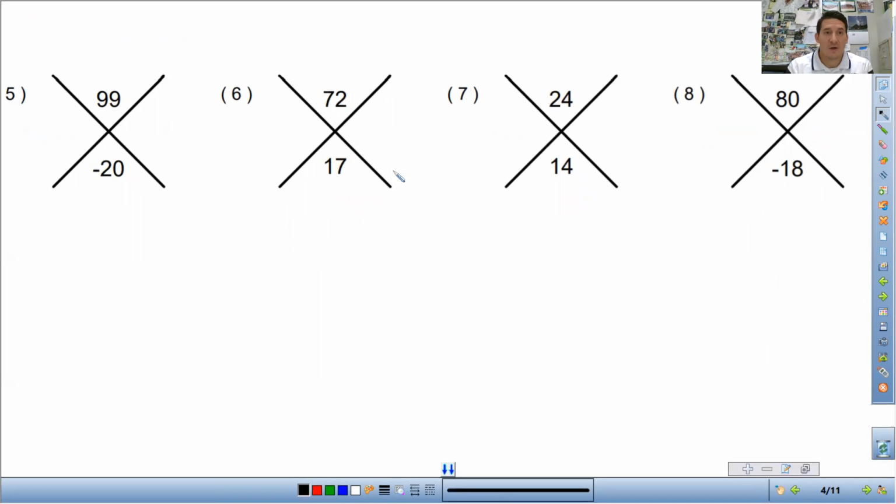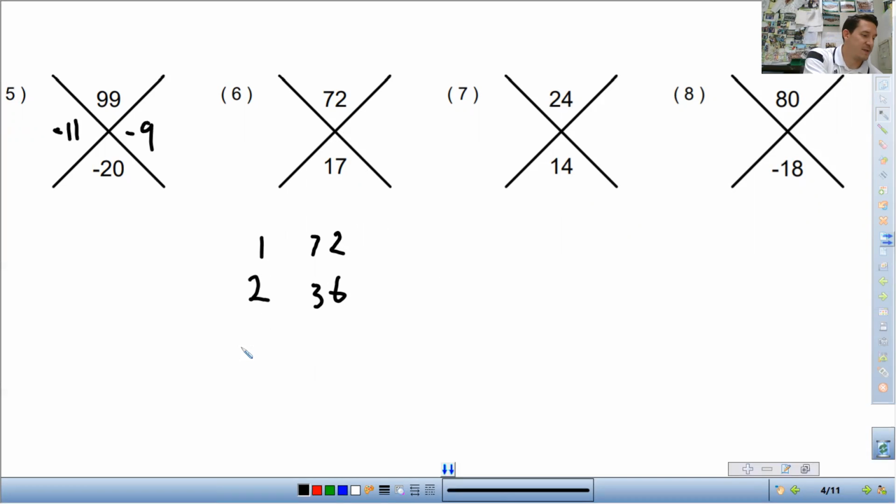99 and negative 20. That's going to be negative 11 and negative 9. Now 72 and 17. This one might be tricky. So let's start listing out. 1 and 72. 1 plus 72 is 73. No. It's even, so it could be 2 and 36. 2 plus 36 is 38, not 17. No, doesn't work. Does 3 go into 72? Yes, it does. 3 goes into 72 24 times. So 3 plus 24 is 27.